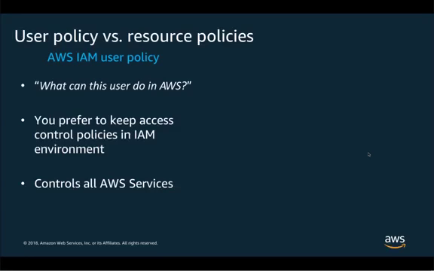An IAM user policy is something that hangs off the user or the principal. It defines what this user can do in AWS. Now you can use the IAM user policy if you prefer to keep access control policies in the IAM environment, and it is something that controls all the AWS services.